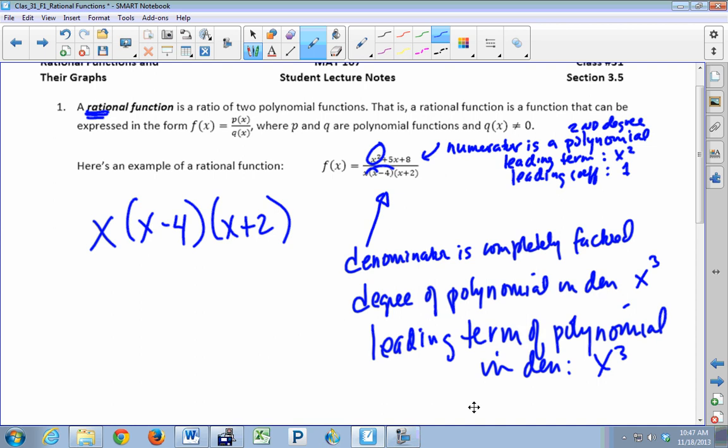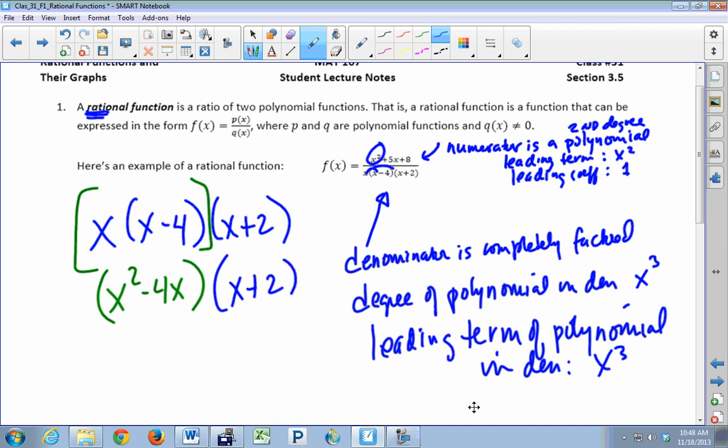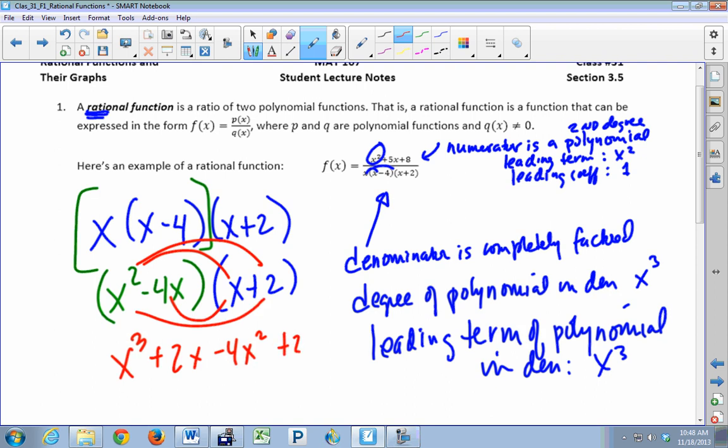X squared and then x. Okay, so you would multiply these two first, and you'd get x squared minus something squared. Okay, so then we're done with that multiplication, and then we would have that product times x plus 2, right? And then we would go x squared times x is x cubed, x squared times 2 is 2x squared, negative 4x squared, and plus 2x squared. Did I screw up anywhere?